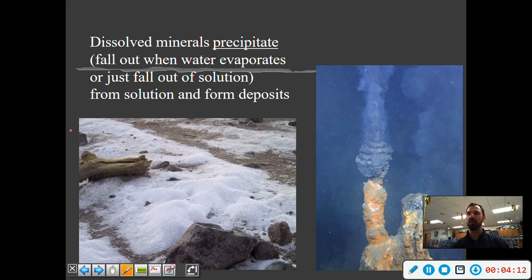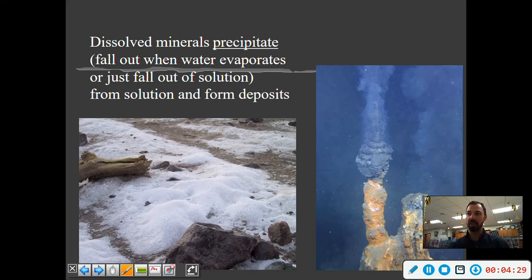Dissolved minerals precipitate out or fall out of solution occasionally when water evaporates. And that also can form deposits. So you see salt deposits here from evaporated seawater.